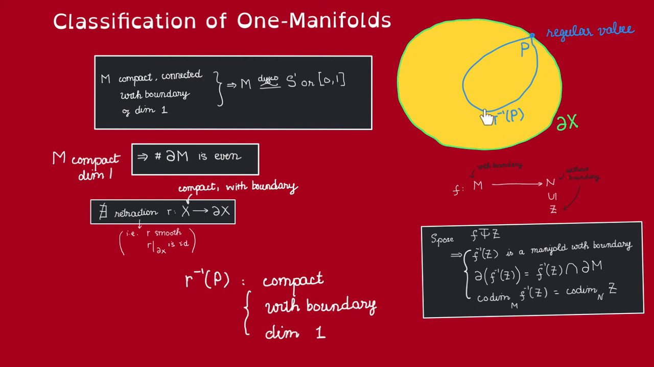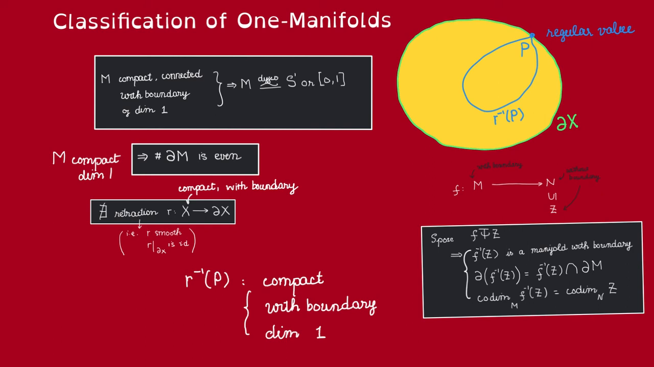But then this preimage has only one boundary point, which contradicts the fact that every compact one-dimensional manifold with boundary has an even number of boundary points. So that's a contradiction. And thus there cannot be any retraction from a compact manifold with boundary to its boundary.